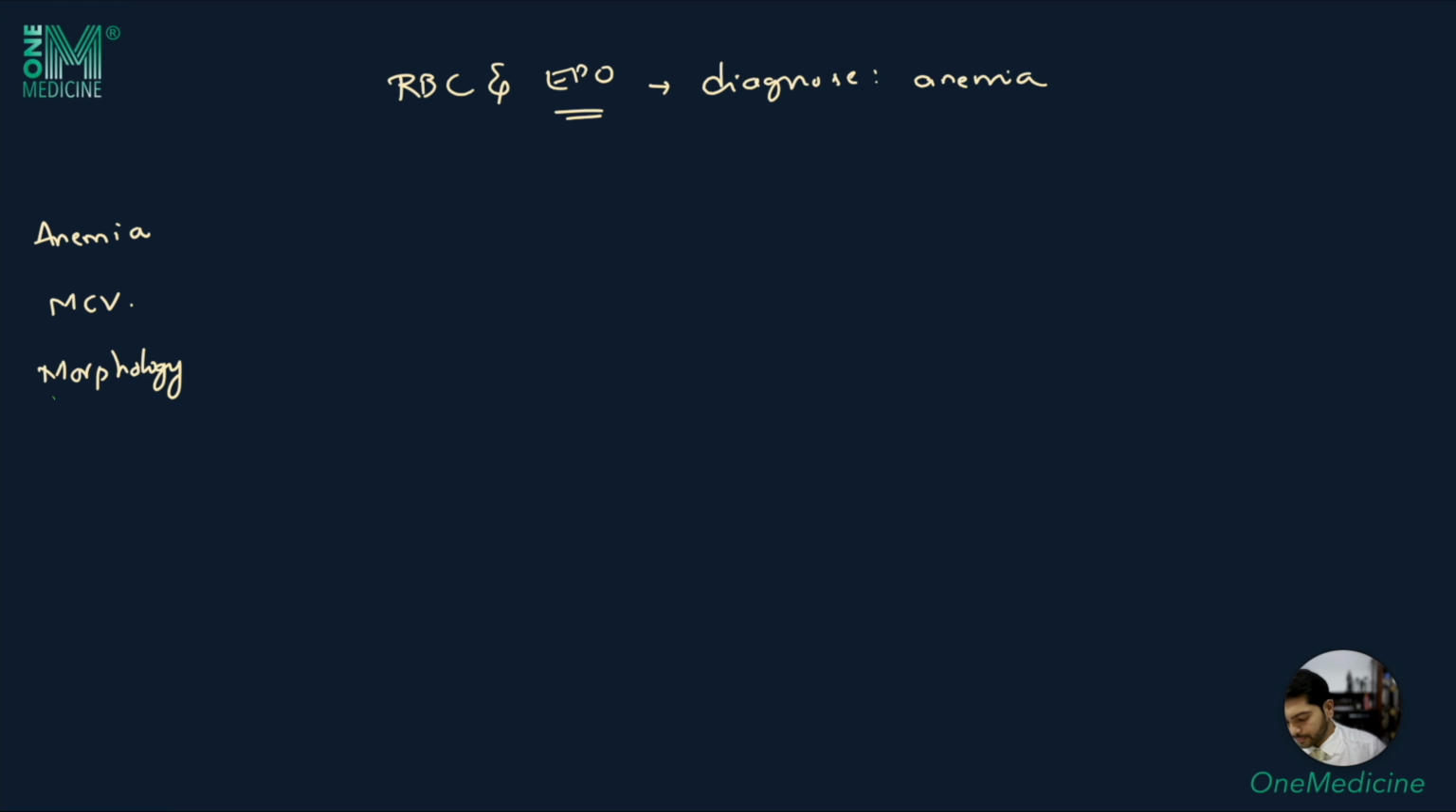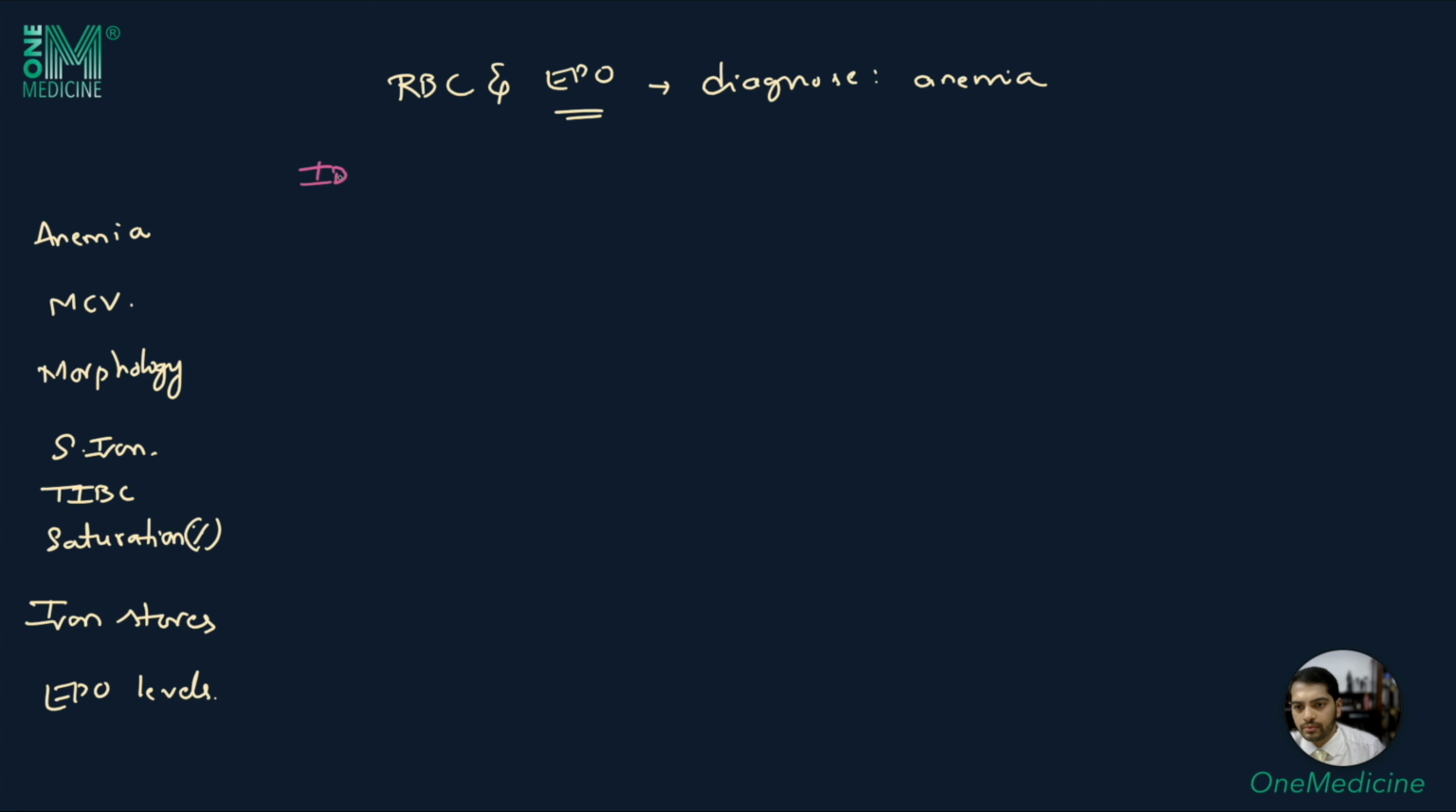So there are various measurements within the RBC as well as erythropoietin levels which are used to diagnose various types of anemia. Let's look at each of these. Here we have the level of anemia, the mean corpuscular volume, morphology, serum iron, total iron binding capacity, saturation of iron in percentage, iron stores, and erythropoietin levels.